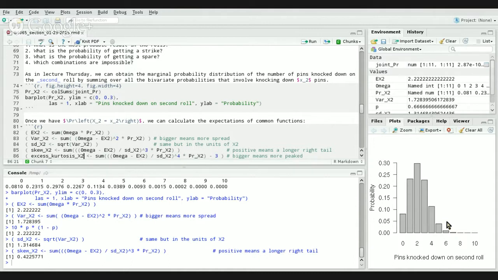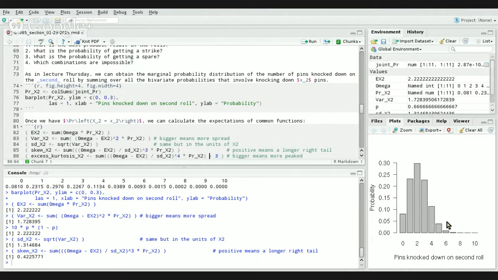Excess kurtosis is a similar function. Again, you standardize by taking the random variable minus its expectation divided by its standard deviation, this time raised to the power of 4, which is an even more extreme function, before you weight by the probability of each event in the sample space occurring. Sum over all that. The excess kurtosis subtracts 3.